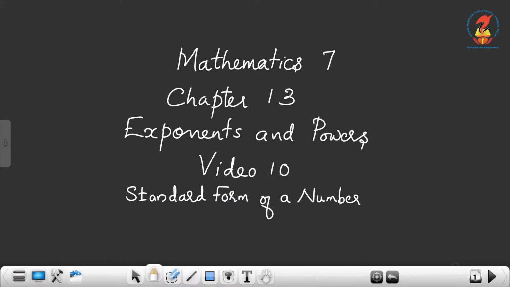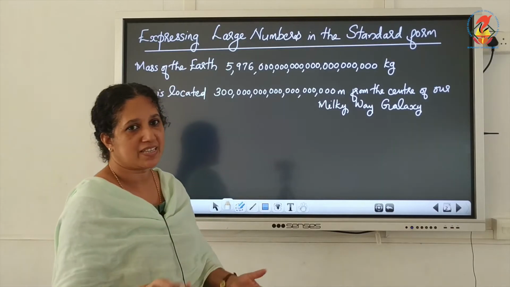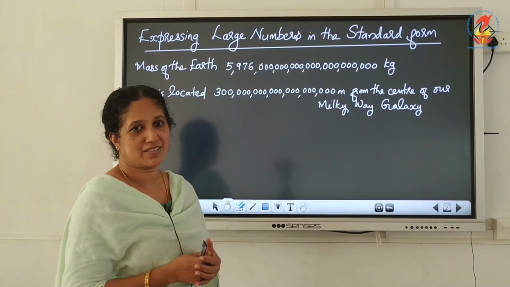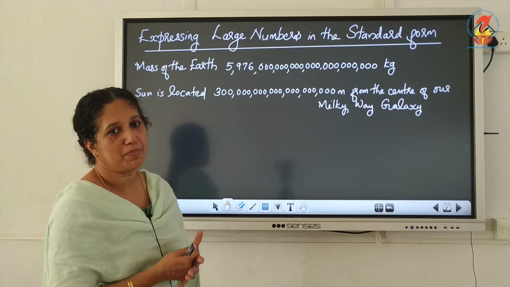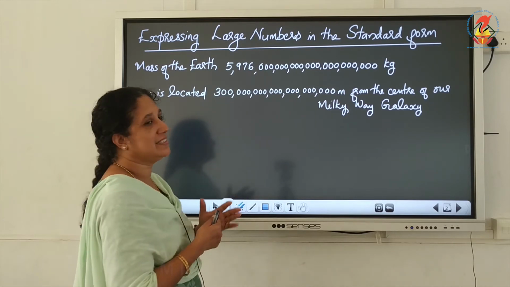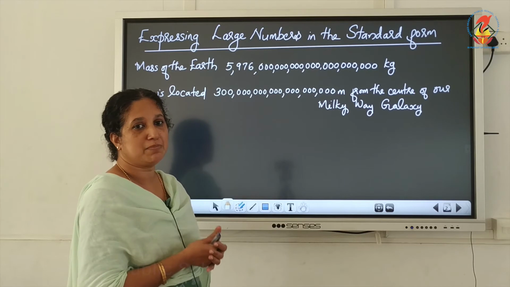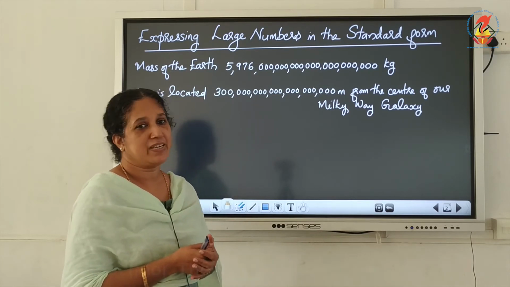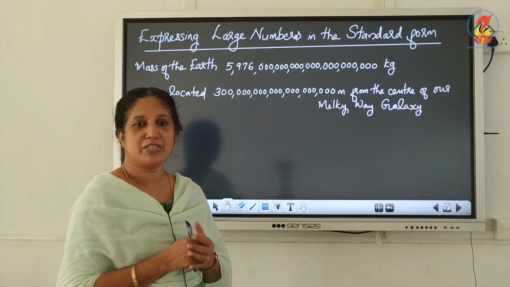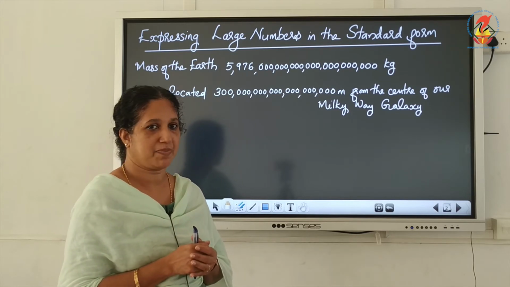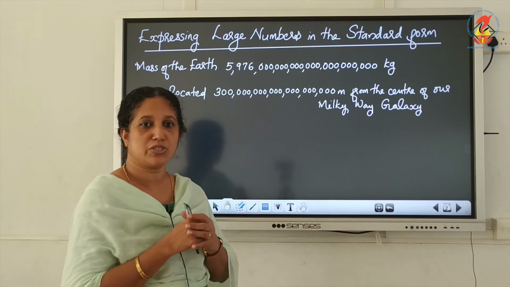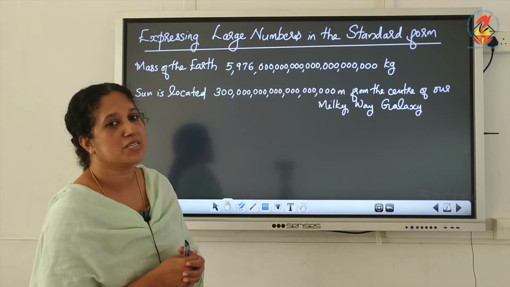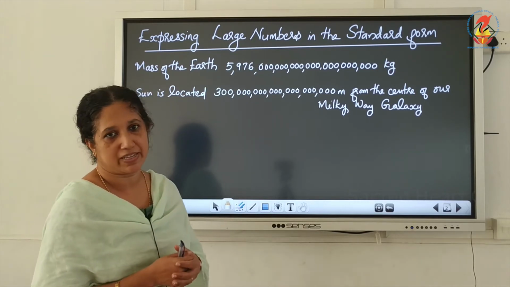Our next topic is standard form of a number. When we started the class, we saw very large numbers and I asked you, can you read these numbers? Do you remember? It is very difficult to read such numbers, and if you want to compare them, that is also difficult. Now we can write them in a shorter form using exponents. We are going to learn how to represent them using exponents in a shorter form, and the shorter form is known as the standard form of the given number.